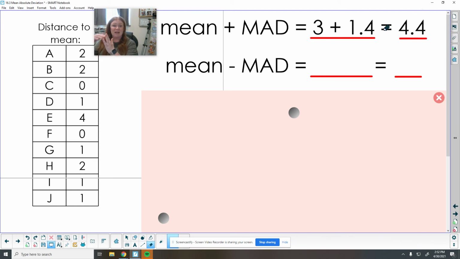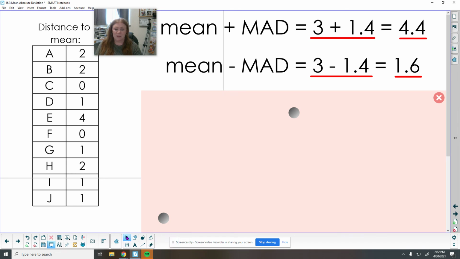So anything up to 4.4 is normal. And then we're going to take it away and find that range on the bottom. So this is 3 minus the mean absolute deviation, which is 1.6. So anything from 1.6 up to 4.4 is within that normal range.